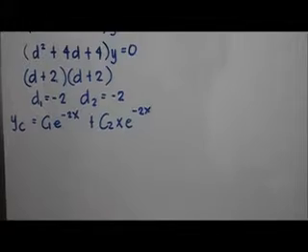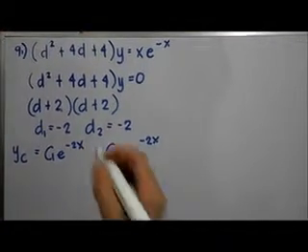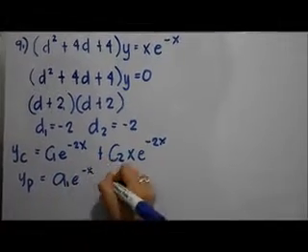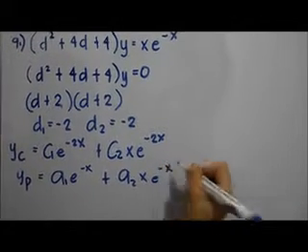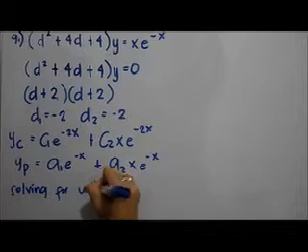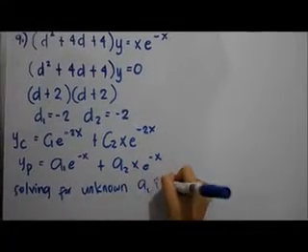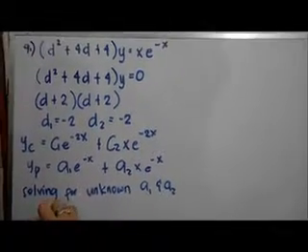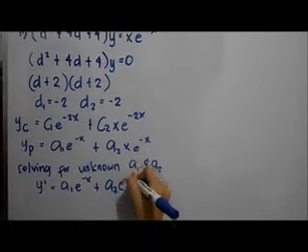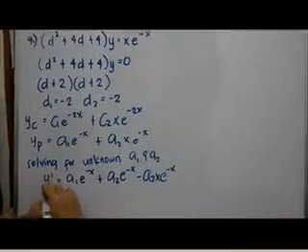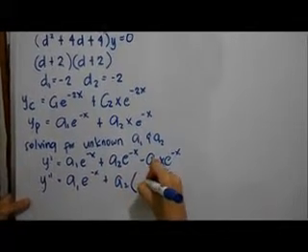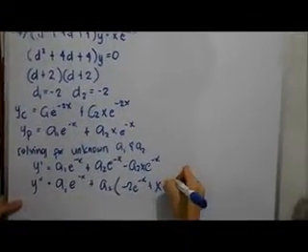To determine the particular solution, we need to use the method of undetermined coefficients. So, in this equation, yp is equal to a1 e to the negative x plus a2 x e to the negative x. So, solving for the unknowns, which are a sub 1 and a sub 2, let's differentiate yp. So y prime is a1 e negative x plus a2 x. The second derivative is a1 e to the negative x plus a2 negative 2e to the negative x plus x e to the negative x.